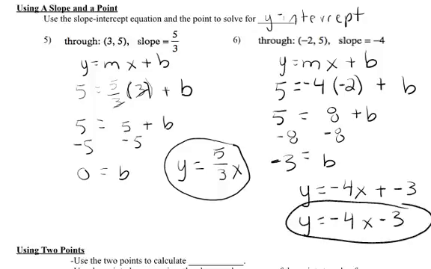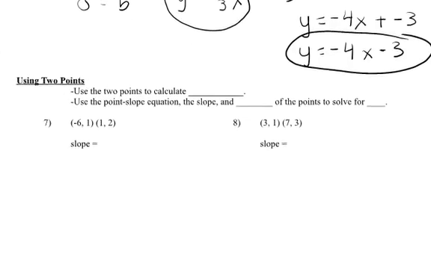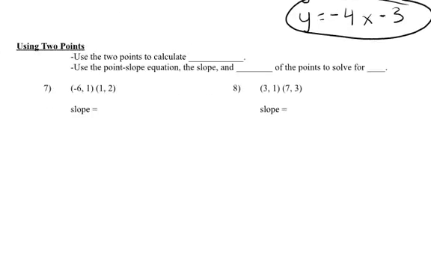Okay, now we're going to talk about one more way that we can find the equation of a line. We can find it using 2 points. So first of all, we have to use the 2 points to calculate the slope. And then we use the slope-intercept equation and the slope that we calculated, and one of the points, it doesn't matter which one, we just have to pick one to solve for the y-intercept. So really, we're just doing what we did in the last problem, but with an extra step. Okay?